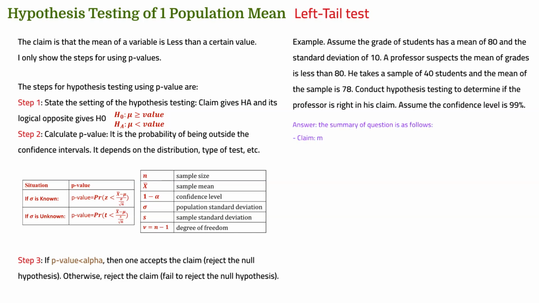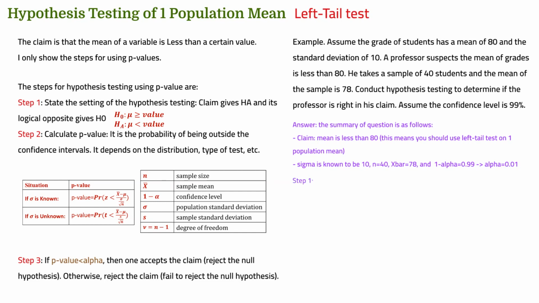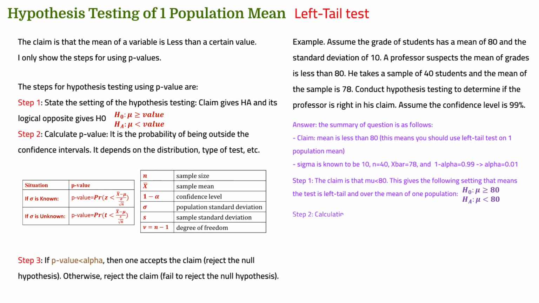Answer. The summary of the question is as follows. Claim: mean is less than 80. This means you should use a left tail test on one population mean. Sigma is known to be 10, n is 40, x bar 78, 1 minus alpha 0.99, which means alpha is 0.01. Step 1, the claim is that mu less than 80. This gives the following setting. That means the test is left tail and over the mean of one population. HA: mu less than 80 based on the claim, H0: mu greater than or equal to 80, the logical opposite.